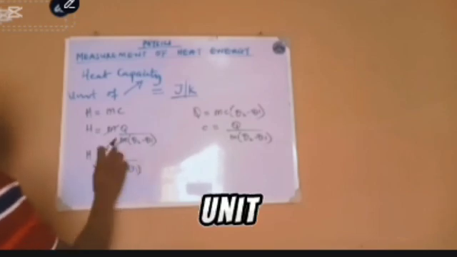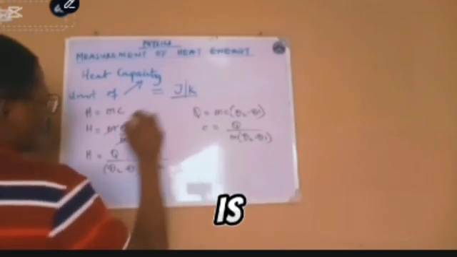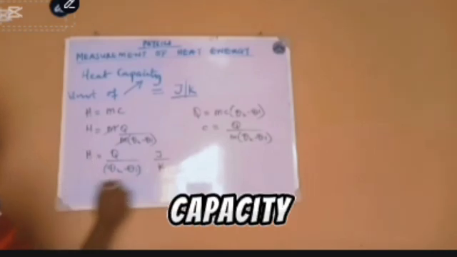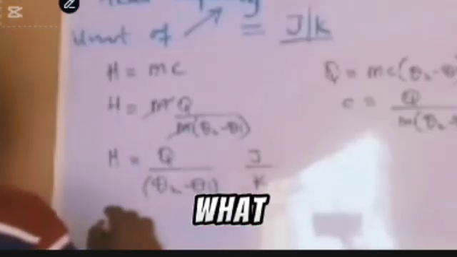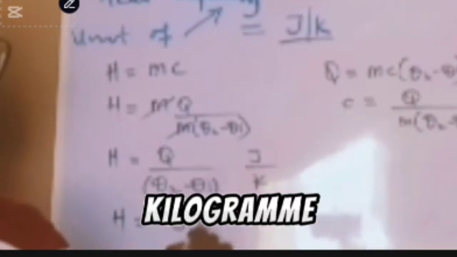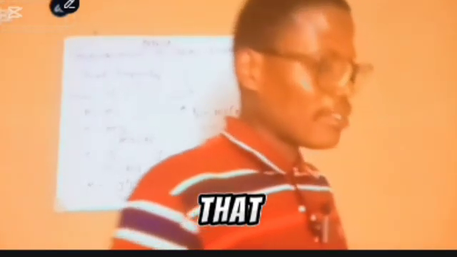And the unit of Q is joules. The unit of change in temperature is what? Is Kelvin. So we can say that the unit of heat capacity is what? Joules per Kelvin, as we have it here. So you take note of that.